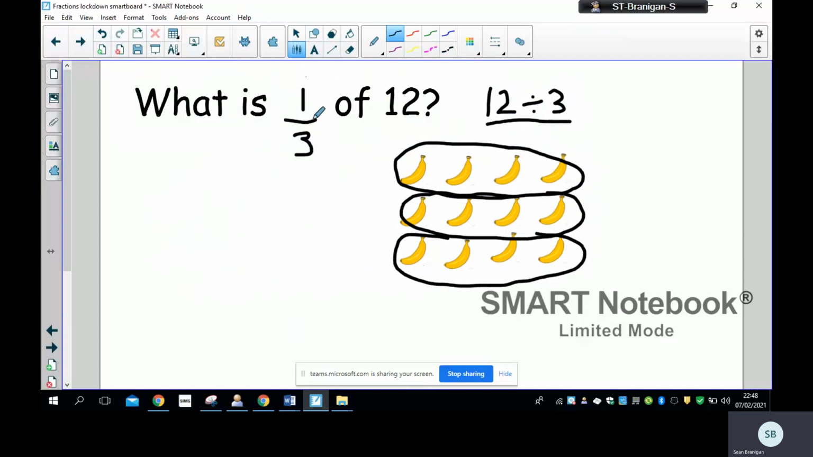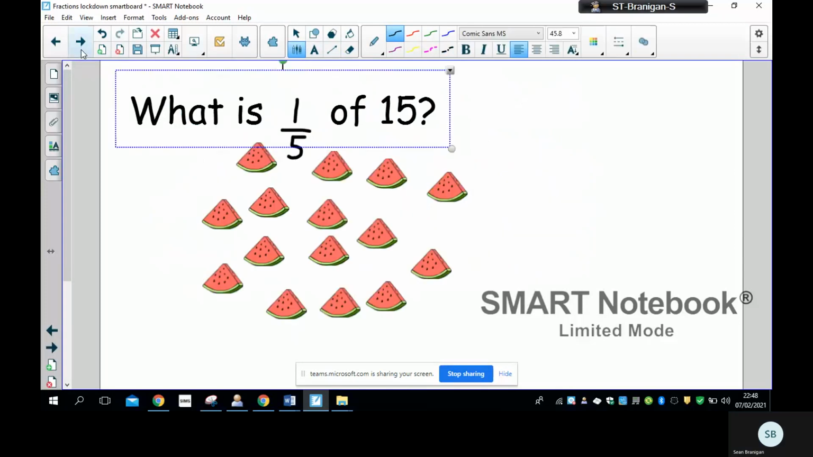And the question says, what is 1/3 of 12? So in 1/3 of 12, you can see that there are 1, 2, 3, 4 bananas. So the answer to the problem is 4. Let's have a look at another one.